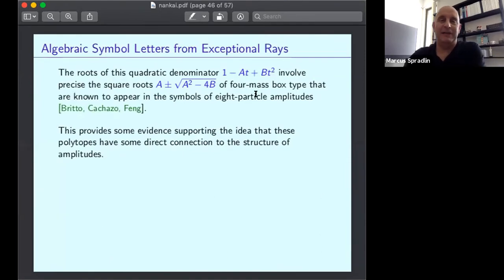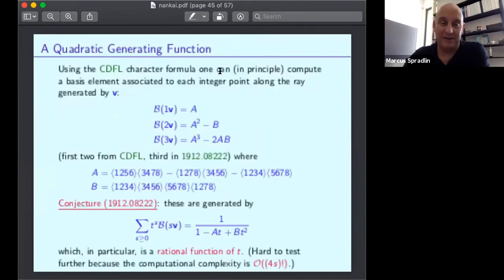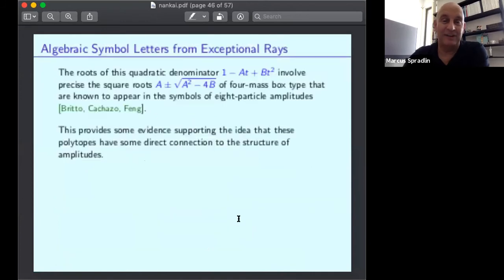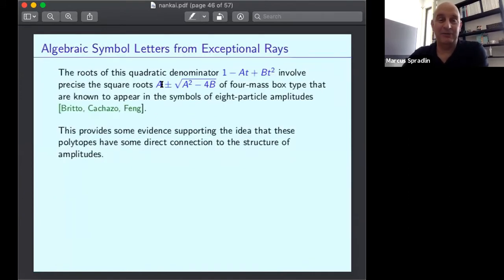But the point is the following: we observe that if you look at the denominator of this quadratic generating function, it has square roots of this form. It has roots of this form. And these are precisely, on the nose, the algebraic symbol letters that appear in, let's say, the two loop 8-point N squared MHV amplitude for the experts in the audience. But more generally, these square roots are exactly the type that appear in the algebraic symbol letters of scattering amplitudes.